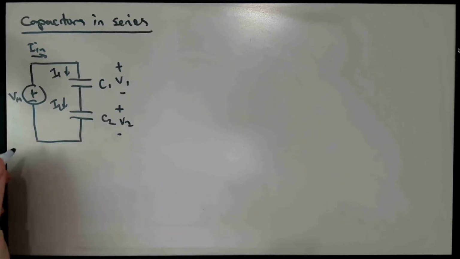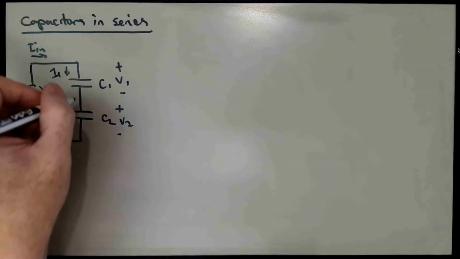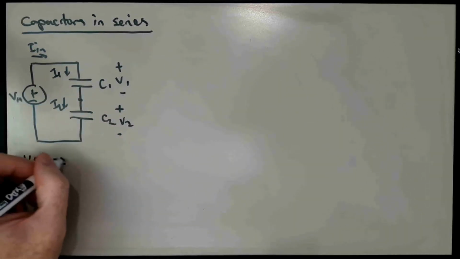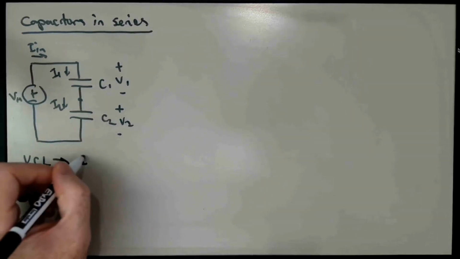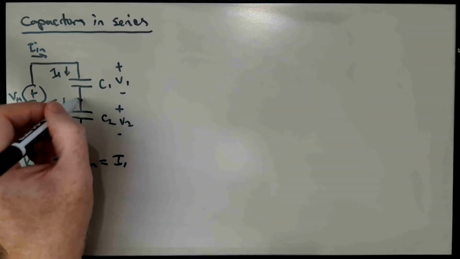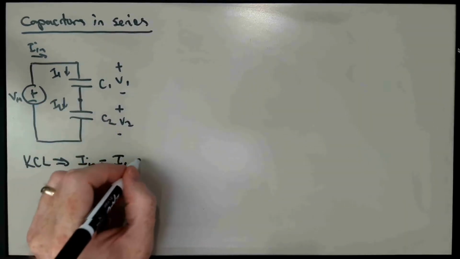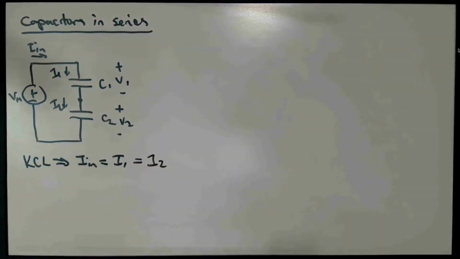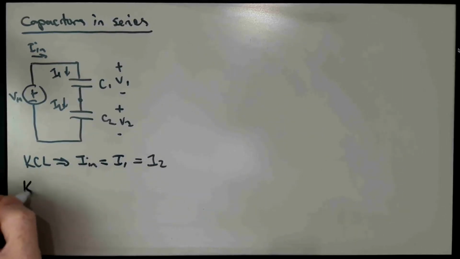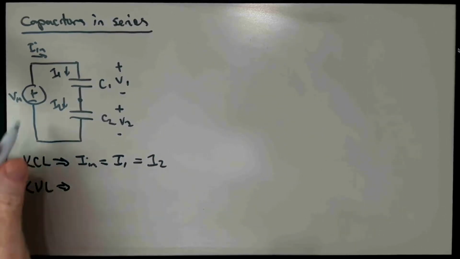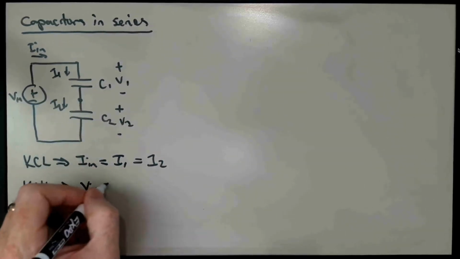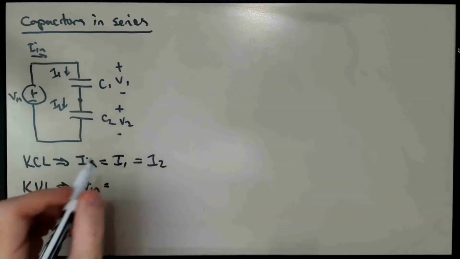Well, we know from Kirchhoff's current law applied at the top node that In equals I1, and from KCL applied at this middle node between the two capacitors, we know that I1 is equal to I2. And so it tells us that basically the currents are the same. KVL applied around this one loop in the circuit will tell us that Vn is equal to the sum of V1 plus V2.